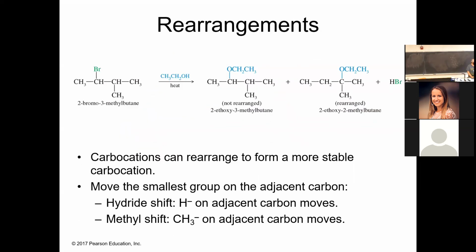Okay, let's back up for a minute. How do we get this rearranged product? All right, so we start out, let me zoom in just a little bit here. All right, so we start out with this compound right here. All right, so the first step is bromide leaves.